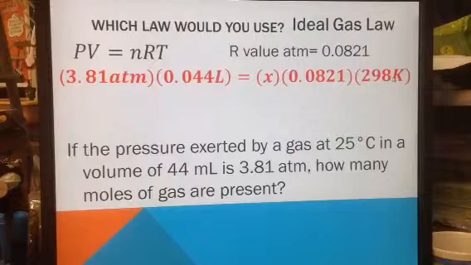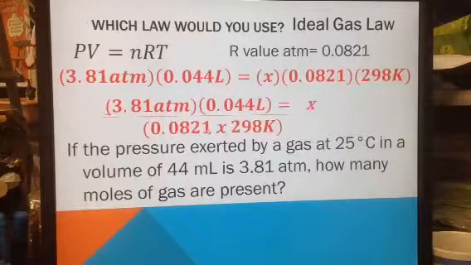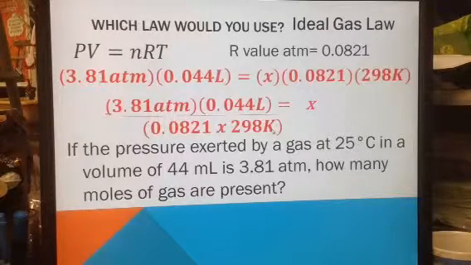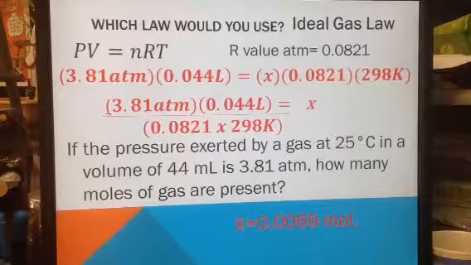When I isolate my variable, I get 3.8 times 0.044 liters divided by 0.0821 times 298 Kelvin. It's important to remember that when you have two numbers on the bottom when you're dividing, those numbers must be in parentheses. When I solve for n, my answer is 0.0069 moles.